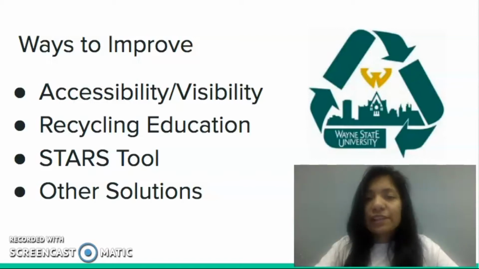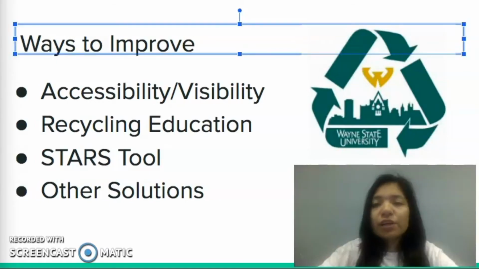We believe that these can be achieved through 4 goals. One of them is increasing accessibility and visibility. Second, we will be addressing recycling education. And third, we will be adding the STARS tool to campus so that we know where Wayne State currently lies as far as their sustainability goals. And lastly, we will discuss briefly other solutions that might impact why Wayne State hasn't really gotten to where we feel like Wayne State should be at.